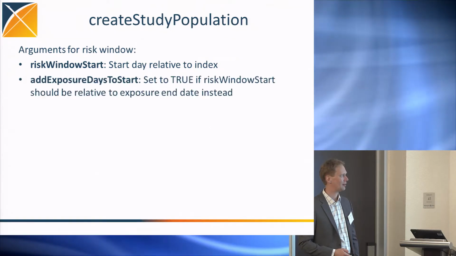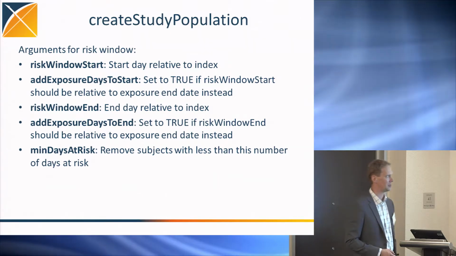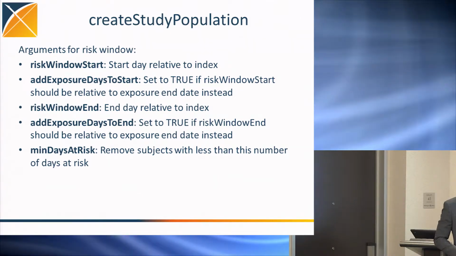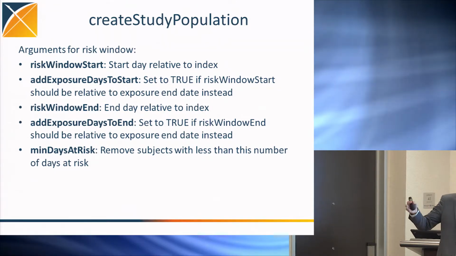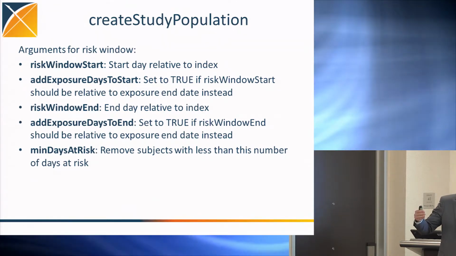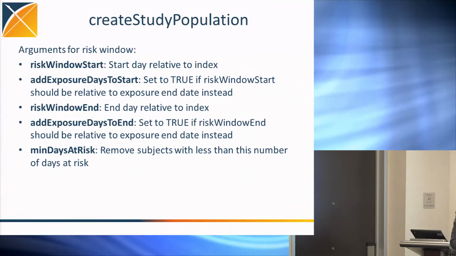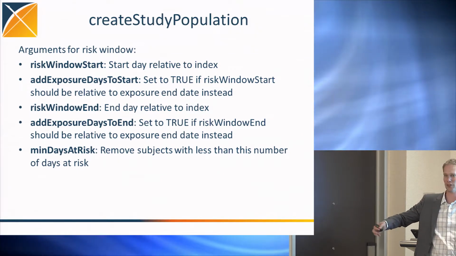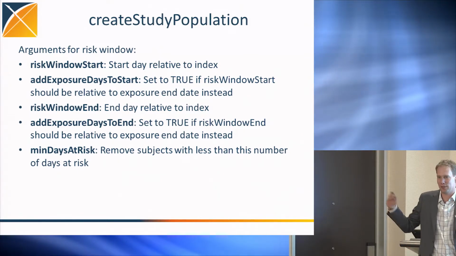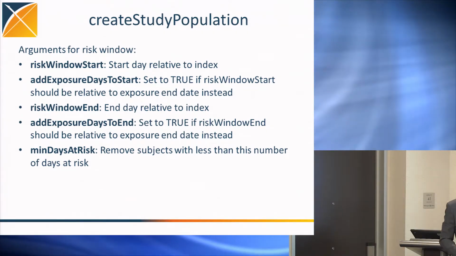All right, so we have our arguments for defining the risk window, which basically is the day that it starts, the day that it ends, and then whether or not you want to add the whole length of the cohort to that date. So if I say add exposure days to start, I could actually have my risk window start, for example, when people stop taking the drug, which doesn't usually happen, but you could even specify that. Usually this is false and this one is true, and the rest are zero.